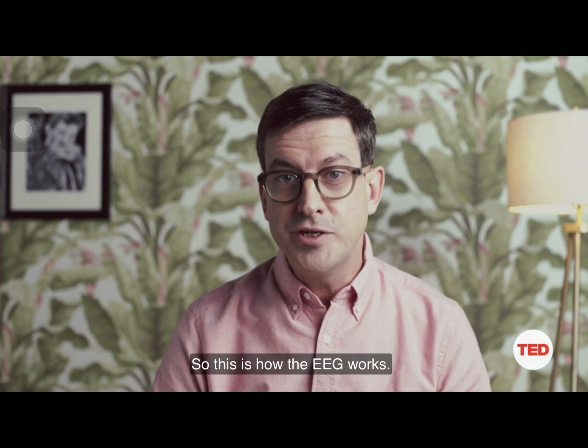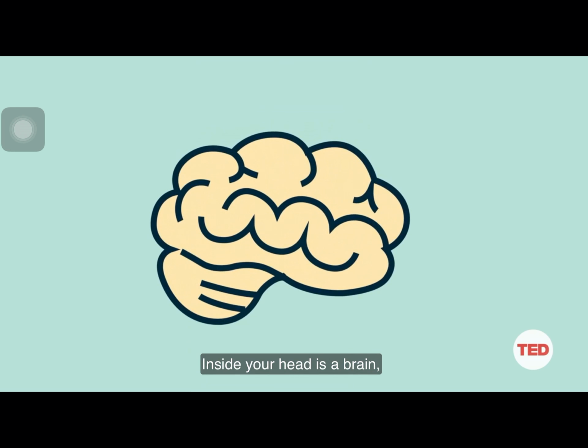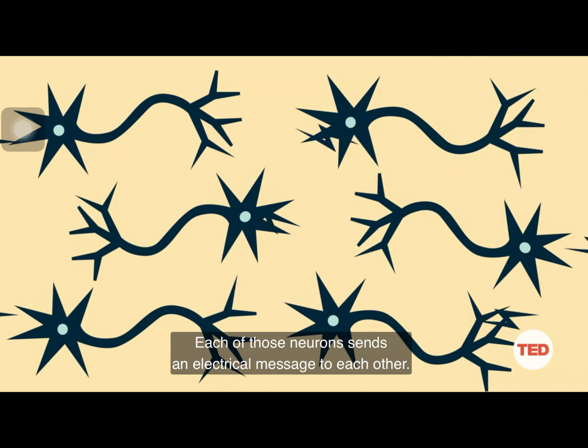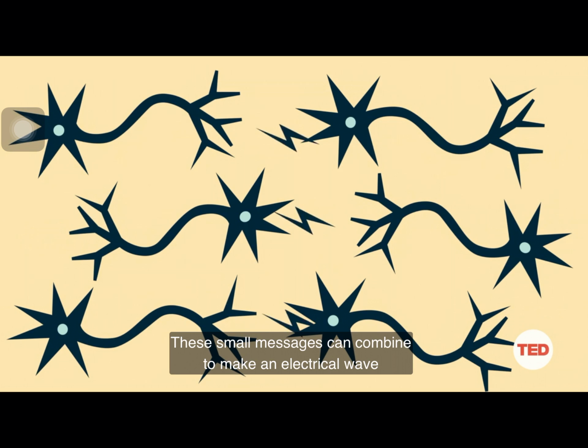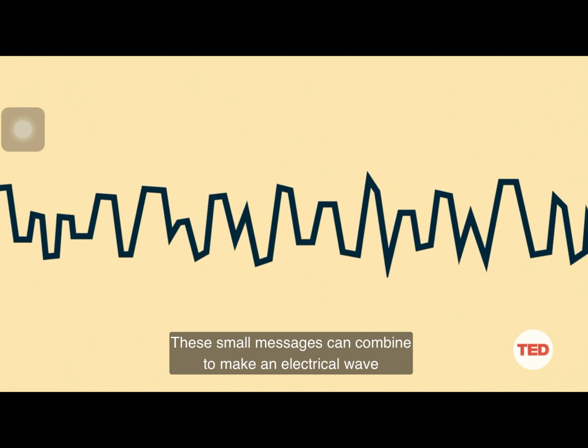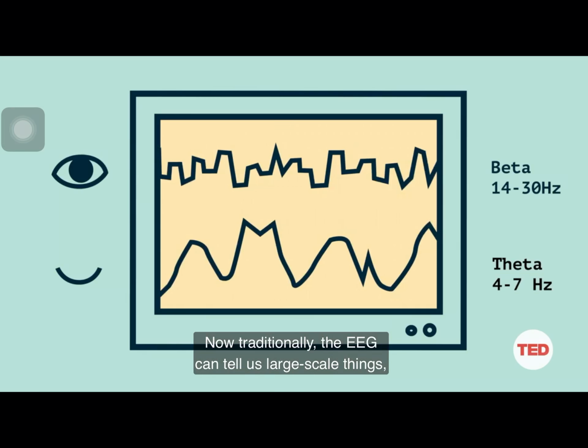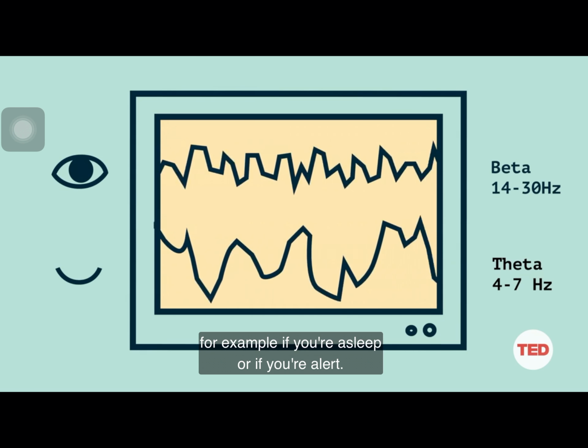So this is how the EEG works. Inside your head is a brain, and that brain is made out of billions of neurons. Each of those neurons send an electrical message to each other. Now these small messages can combine to make an electrical wave that we can detect on a monitor. Now traditionally, the EEG can tell us large-scale things, for example, if you're asleep or if you're alert.